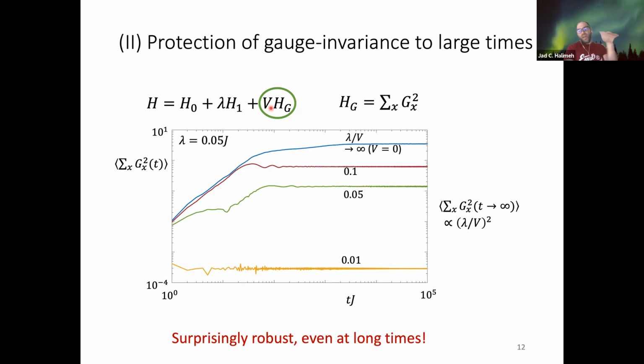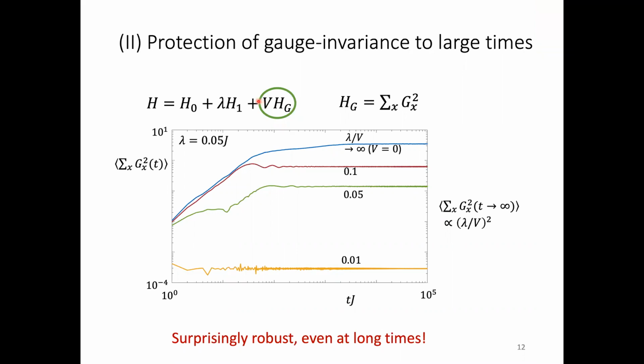So you have dynamics from H naught, but you're not going to see it in the gauge violation, because the gauge violation under H naught is exactly 0. So you're not going to see any features of H naught. You will see features of H naught in the dynamics of local observables, as we will show you later. So there you can see some intrinsic timescales of H naught. But here in the gauge violation, by definition, you cannot, because H naught is fully gauge invariant. So H naught commutes with Gx at every x.